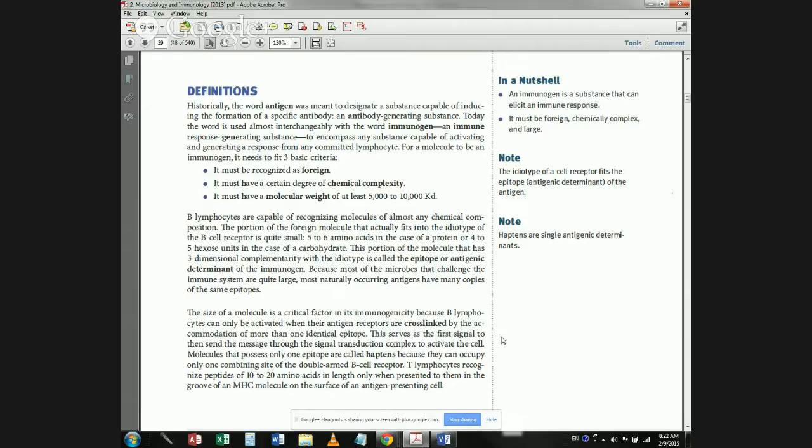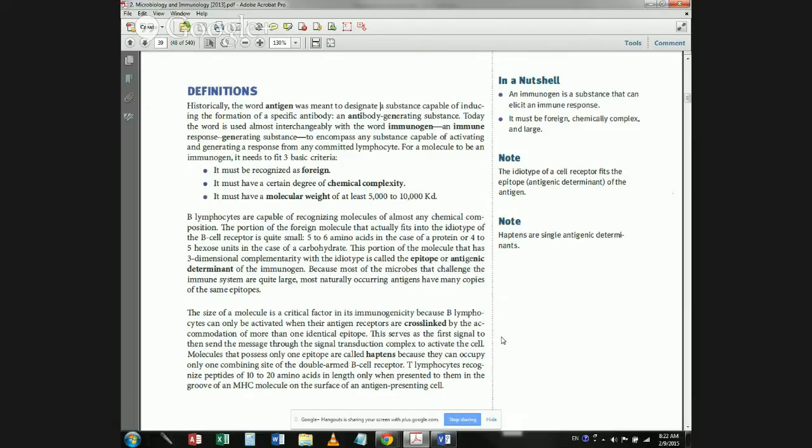So that's pretty small. This portion of the molecule that has the three-dimensional complementarity with the idiotype is called the epitope or antigenic determinant of the immunogen. So basically, an epitope will bind to the idiotype. The antigen's epitope, for instance. So an antigen is a bigger molecule. The epitope is a specific part of that antigen that binds to the antibody. It is also called the antigenic determinant of the immunogen.